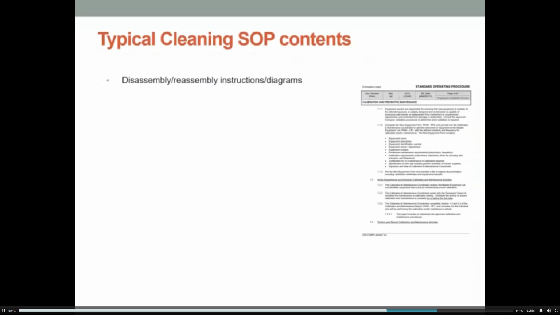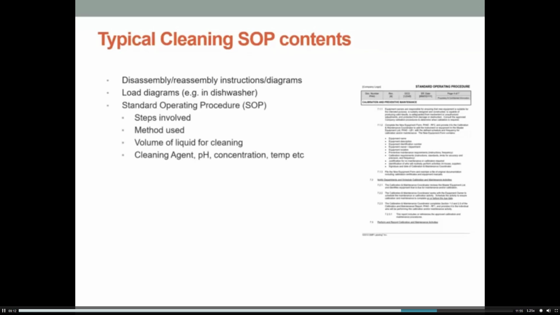Typical cleaning SOP contents. It would probably go into detail about the disassembly or reassembly instructions of any parts or components that might be associated with the piece of equipment or the production line. There would probably be load diagrams if you were talking about a dishwasher or an autoclave or anything like that. Your procedure will go through the steps that are involved, the method that you will need to use, the volume of liquid and what type of liquid you will be using for cleaning, what cleaning agents you'll be using, the pH, concentration, temperature, etc. for your cleaning processes.